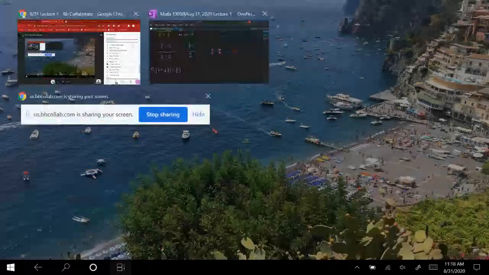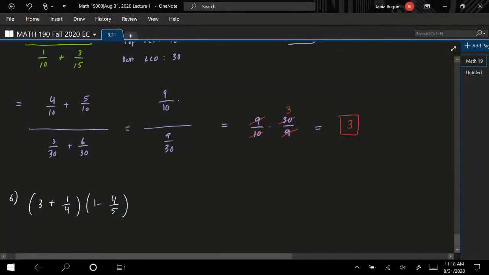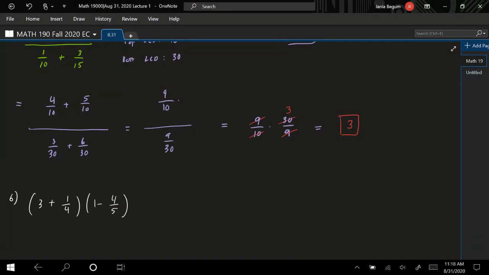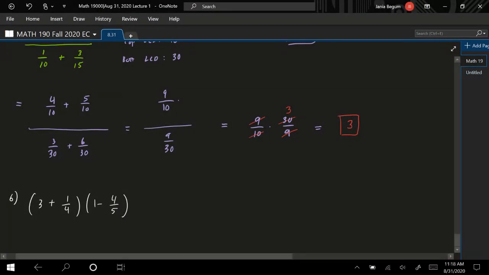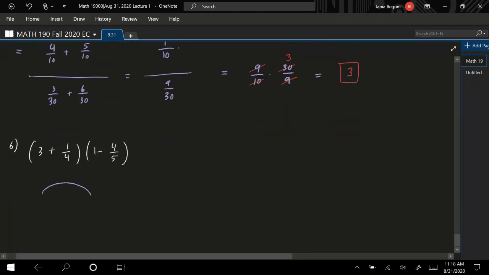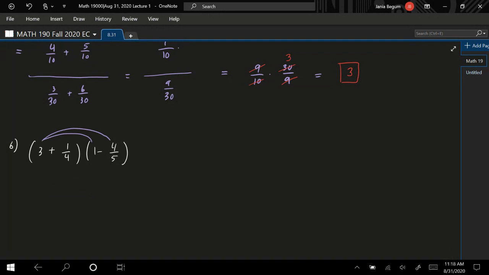I would first multiply 3 times 1 and then 3 times negative 4/5. Okay, so that's one way to do it. You can do distribution. So 3 times 1, and then 3 times 4 over 5. So that would be one way to do it. Can someone tell us another way to do this problem? I think there's a shortcut to this. Can I try it? Yeah, go ahead.